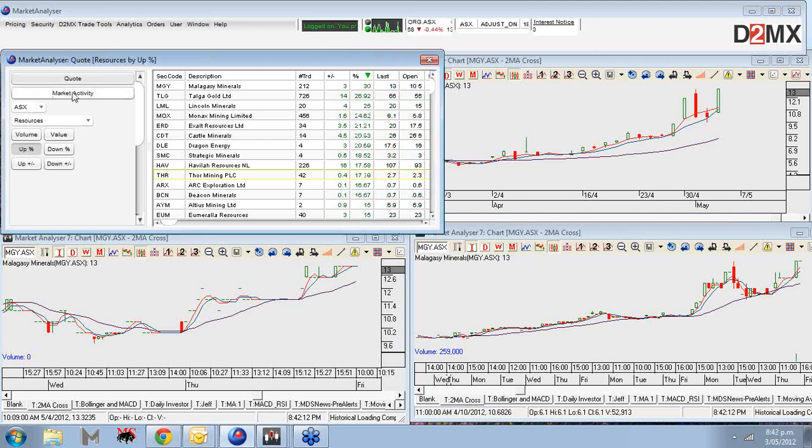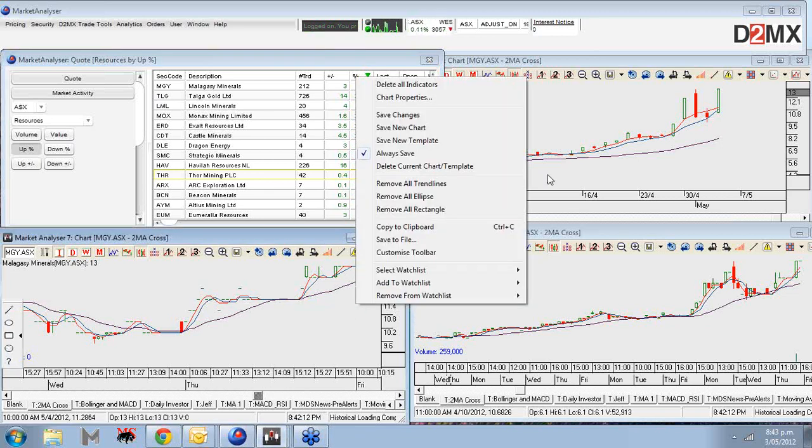So the market activity is one way to see what's happening in the market today, and just keep a monitor on shares that may be of interest or up and coming for future research. So the companies that we could possibly look at for the future.